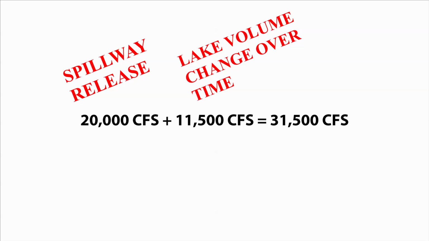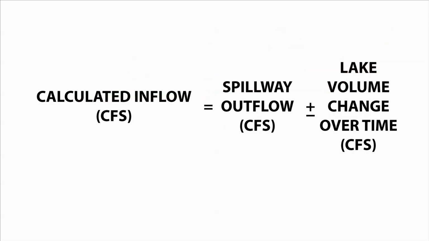The unknown inflow is 20,000 CFS, which accounts for the spillway discharge, added to 11,500 CFS, which accounts for the lake volume increase. The unknown inflow has now become the calculated inflow and is 31,500 CFS. When the spillway is flowing and the lake is rising, the unknown inflow is equal to the spillway outflow plus the flow determined from the volume change in the lake.